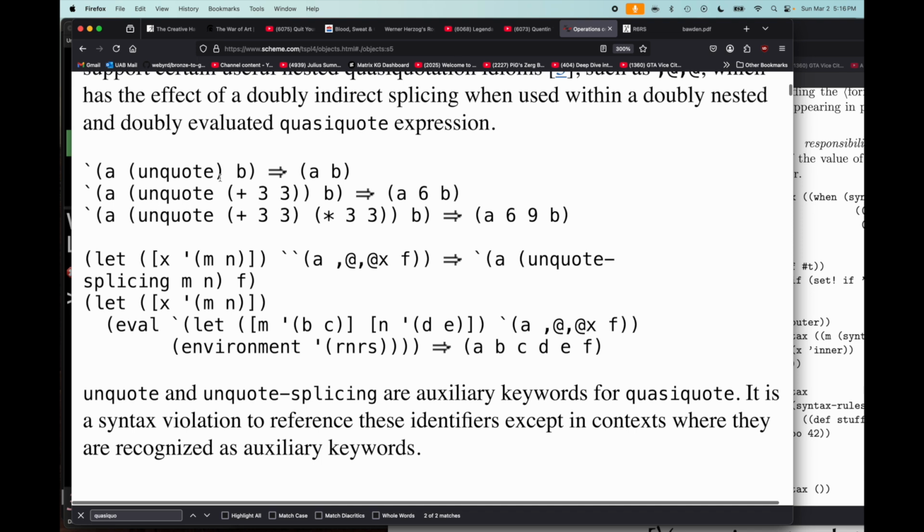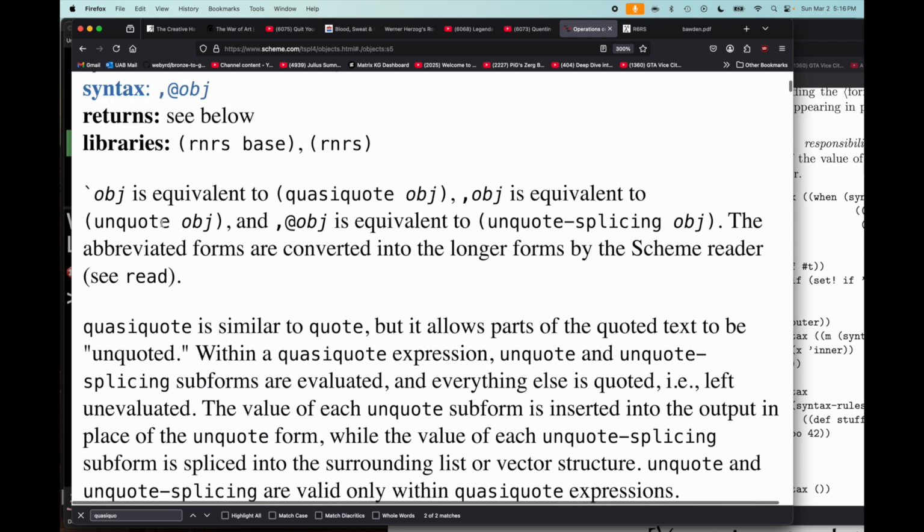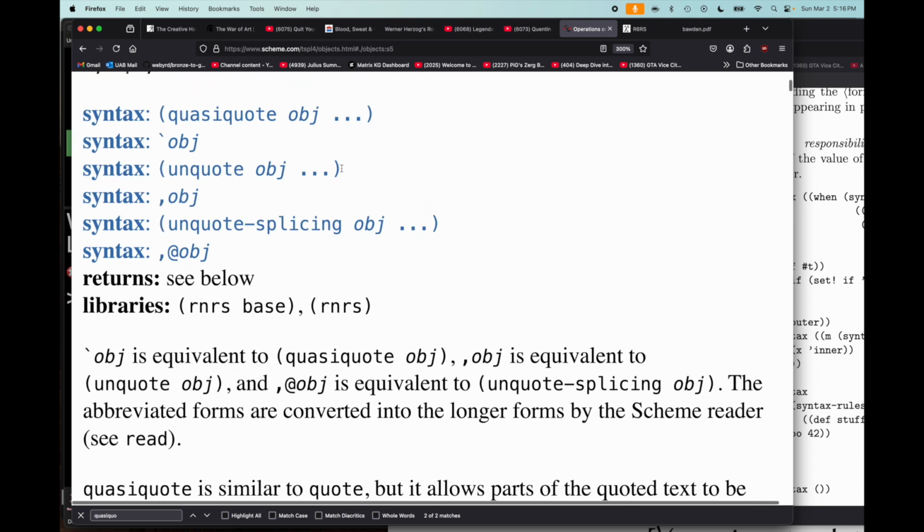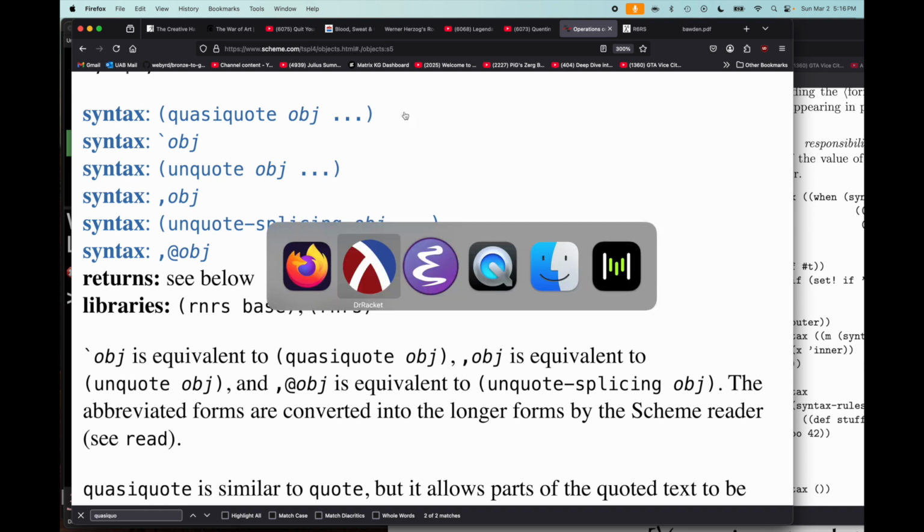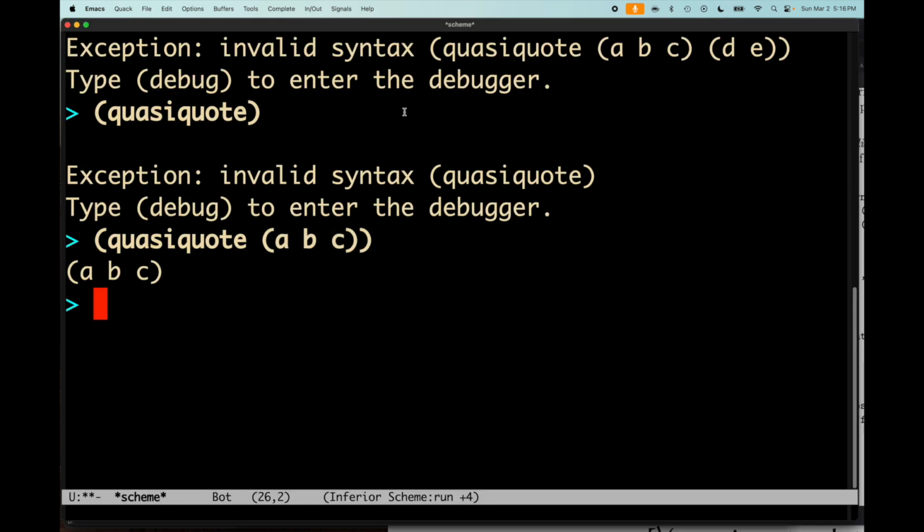Okay, so they show unquote. So unquote can take 0 or more expressions, and that's something I didn't know. And unquote splicing, it's the same thing. So that part I get. There is a generalization that makes sense. But I don't see anything about quasi-quote taking that. And I don't know if that was just a typo or maybe there's supposed to be a generalization.